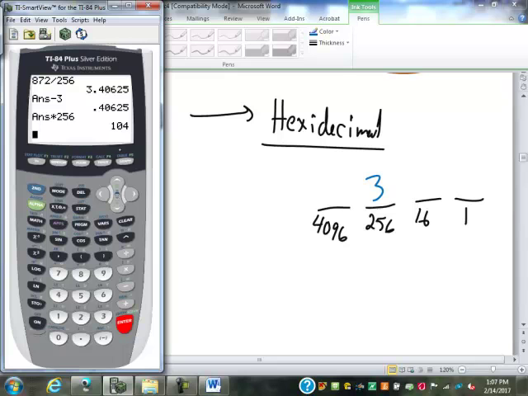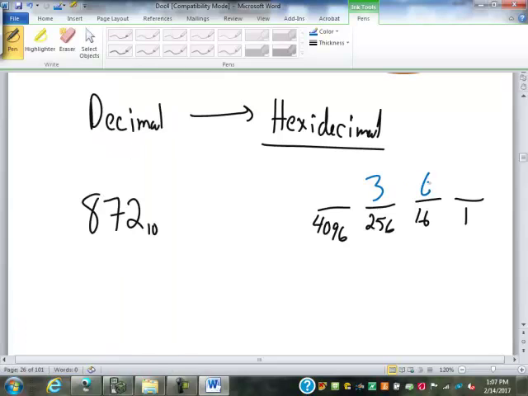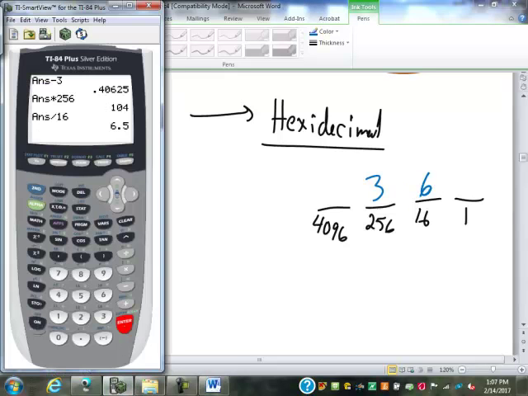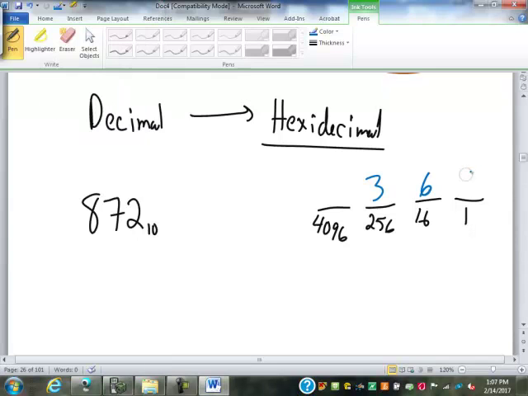So I've got 104. My next digit is 16. So I'll divide by 16. That's 6.5. So this is 6. Subtract the 6 and multiply back by 16. I'm left with 8. So 368 in hexadecimal. Not so bad.